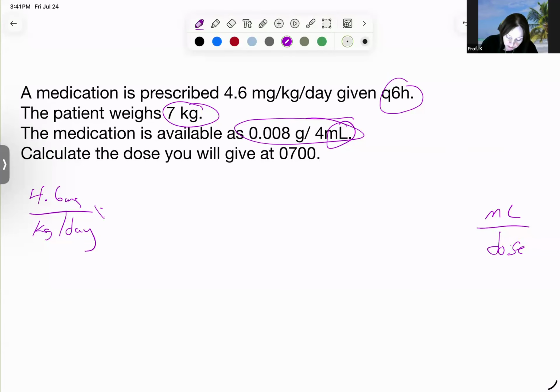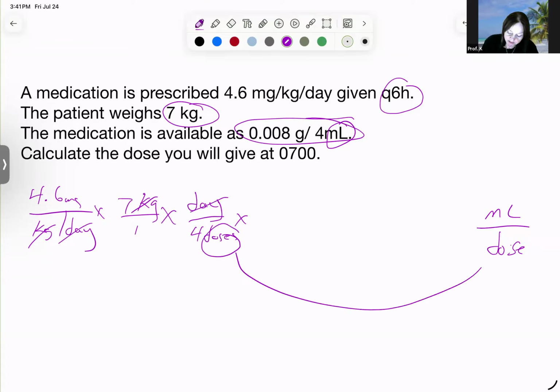Okay, cool. So a process of elimination. I get rid of kilograms by using the weight. 7 kilograms, so it's a child. Get rid of day by writing the word day, and every day the patient will get 4 doses. So someone had an answer that was wrong because you probably forgot the 4 doses. So now I have doses and I got rid of day. So now how do I get rid of milligrams and get to milliliters?